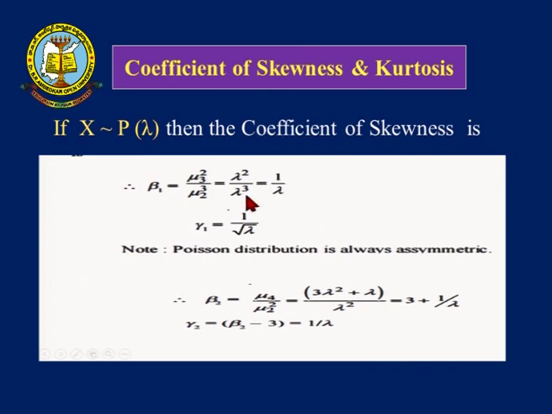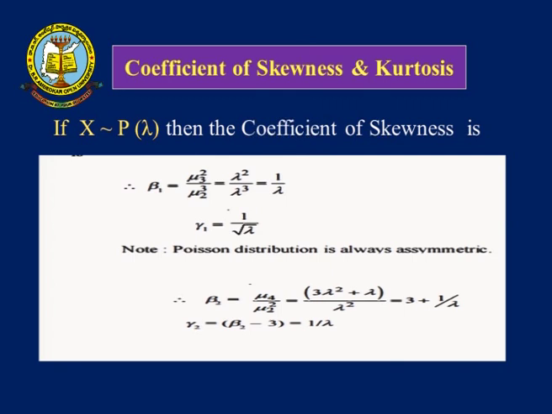Now, coefficient of skewness and kurtosis. What are the skewness and kurtosis of this Poisson distribution? If X follows P of lambda, then the coefficient of skewness beta 1 is equal to, we know the formula, mu 3 square divided by mu 2 cube. Already you know mu 3 is equal to lambda, so lambda whole to the power of 2 divided by lambda cube is equal to 1 by lambda. Therefore, beta 1 is equal to 1 by lambda.